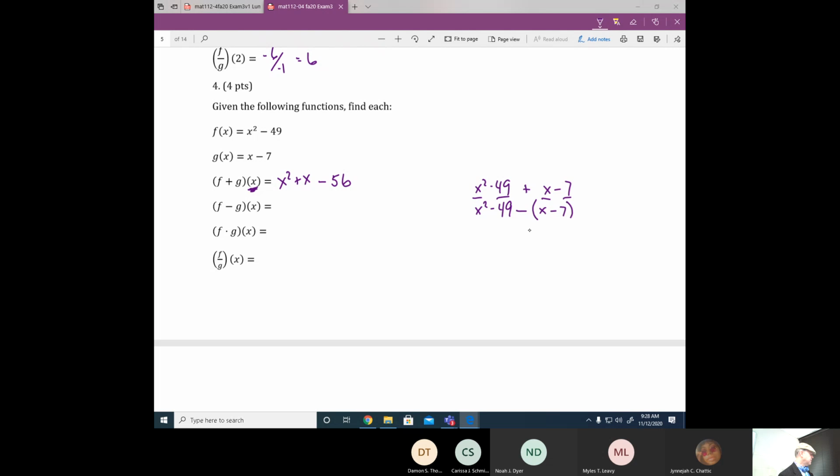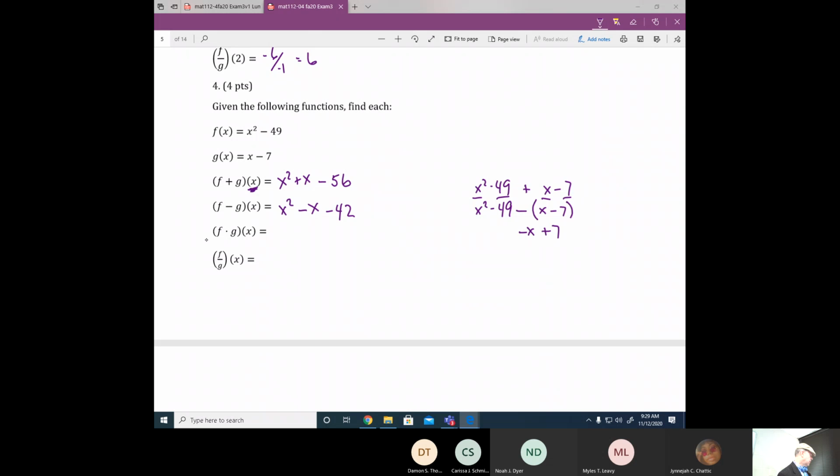Let's pull it out of the parentheses. That becomes minus x plus a 7, because I'm subtracting a negative 7. Therefore, it becomes x squared minus x, and let's see, minus 49 plus 7 becomes a minus 42. Be very careful whenever you have signs and you're subtracting g, be sure to throw that in parentheses to help you remember. So easy to mess up that sign.